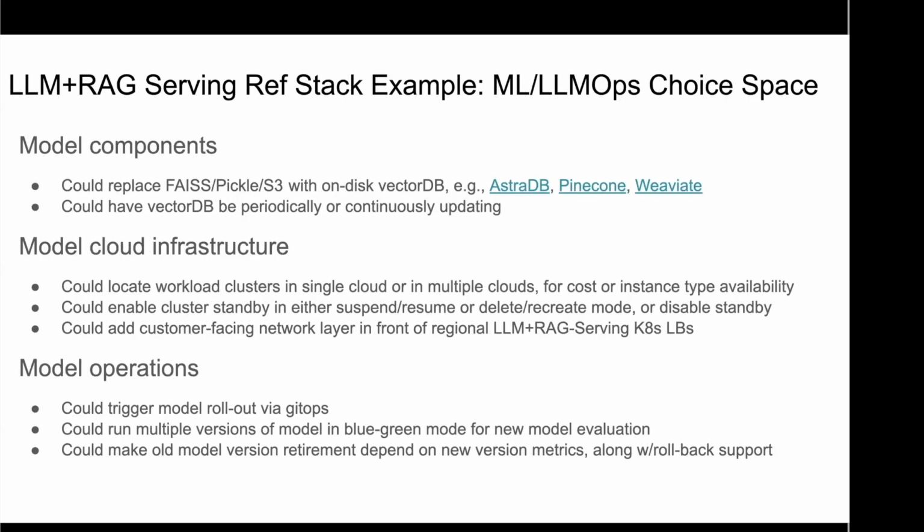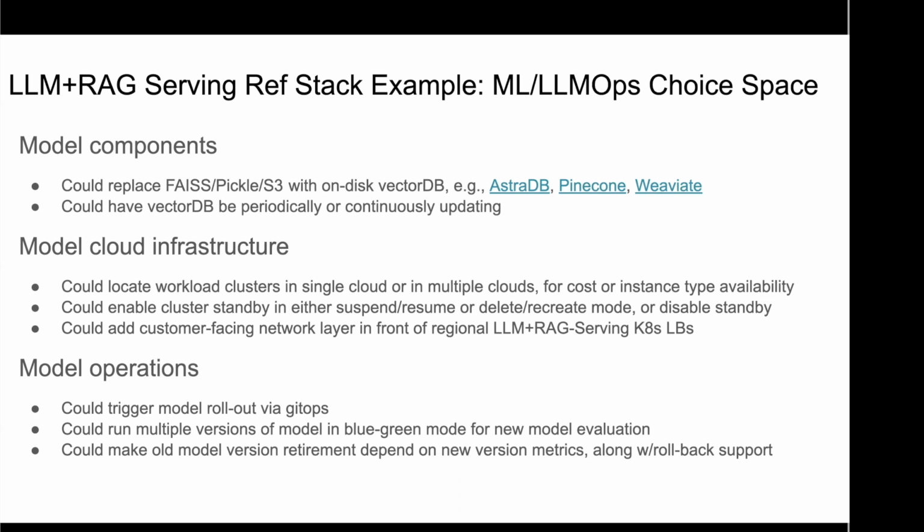Just to sum up the model components, we've got the open source versions of this. We've got FAISS, Pickle, and S3 for the vector database, but you could use an off-the-shelf solution for the vector database and pickling and unpickling with S3 in the form of something like AstraDB from DataStax, Pinecone, of course, and Weaviate. The model cloud infrastructures, you could locate workload clusters in a single cloud or in multiple clouds. You could also enable a cluster standby in either suspend or resume or delete, recreate mode, or disable standby. So that's that just-in-time cluster provisioning that we talked about at the beginning.